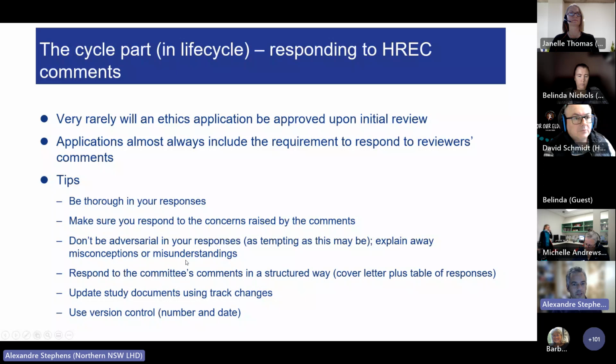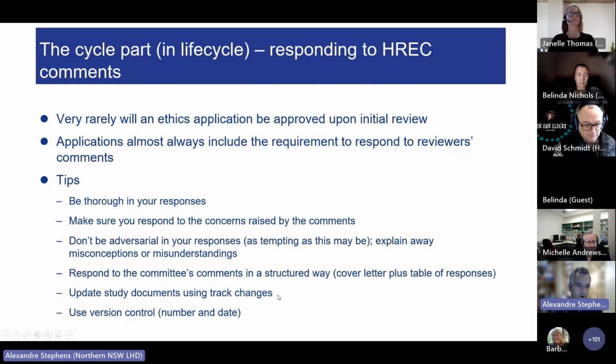Don't be adversarial in your responses. This can be very tempting, but just bear in mind the Human Research Ethics Committee members are just humans. They don't always get everything right. If there is anything that does come across as probably being incorrect, or as a misconception or a misunderstanding, just politely explain it away. Just politely remind the Ethics Committee of potentially why they haven't quite got it right, and it will be fine.